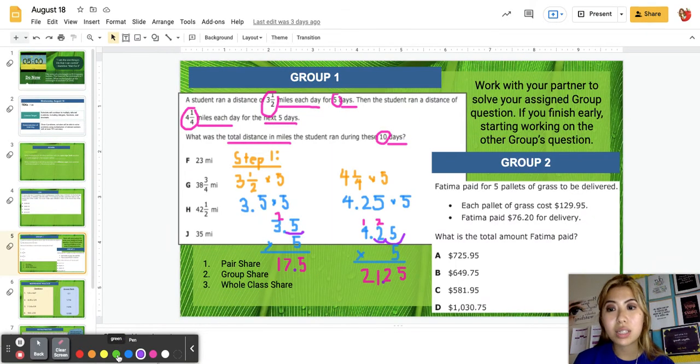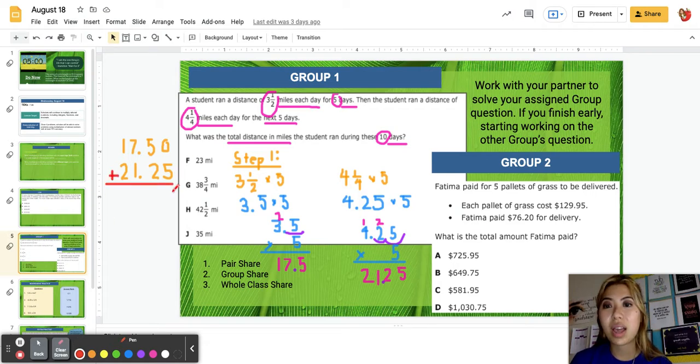So this is where a lot of students make mistakes. When you're adding decimals, you have to make sure the decimal points are lined up. Okay, so we have 17.5. And then we have 21.25. So I need to make sure that my decimal places are lined up. And to do that, I'm just going to put a 0 next to the 5 so that there's 2 numbers after the decimal point for both numbers, so that it just makes it easier for me to calculate.